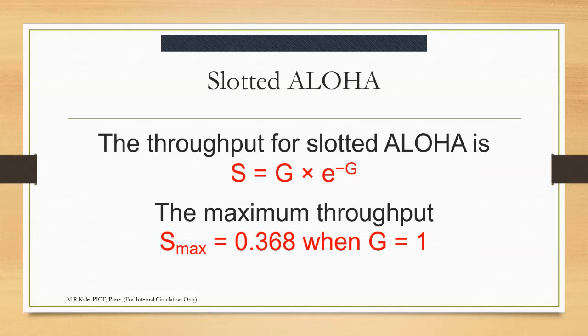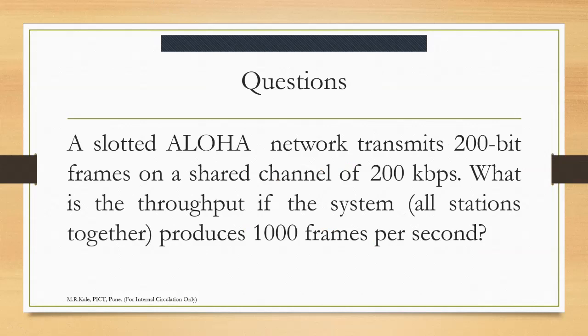I hope the idea of pure ALOHA and slotted ALOHA is clear to you. In pure ALOHA, stations send the data whenever the data is ready, without checking any condition. In slotted ALOHA, even if the data is ready with the stations, stations will be able to send only at the start of the next time slot, because time is divided into specific slots.